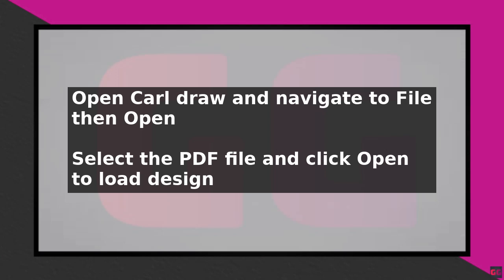Next, open Coreldraw, either the web version or the desktop app, and go to File in the top left corner. Click on Open and navigate to the folder where your Canva design is saved. Select the PDF file, which should be named after your original design, and click Open.